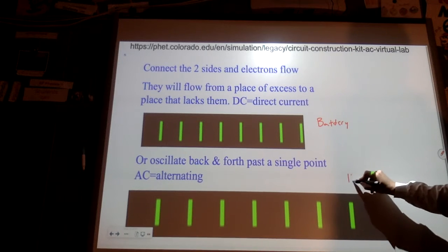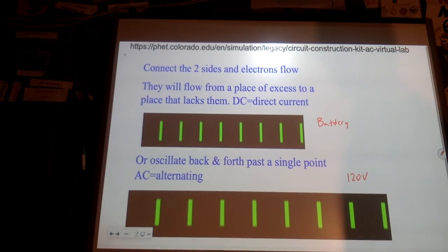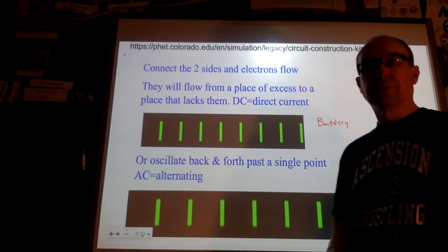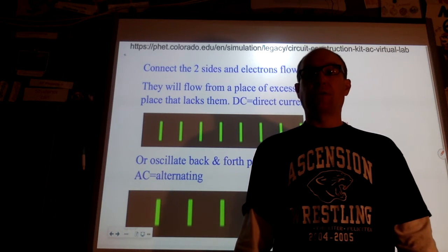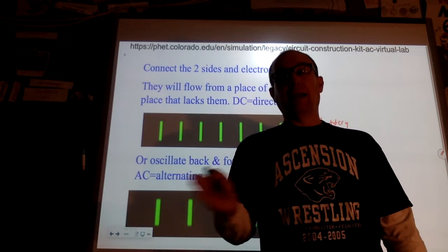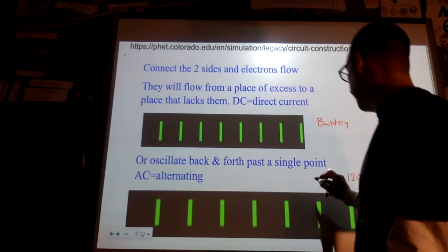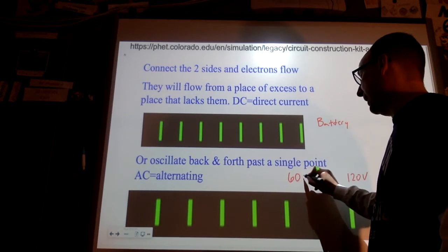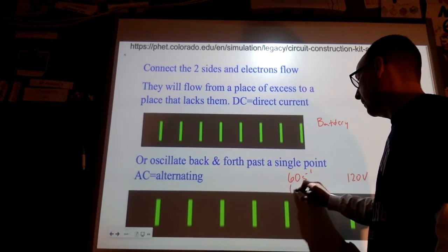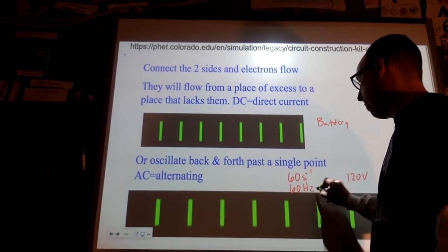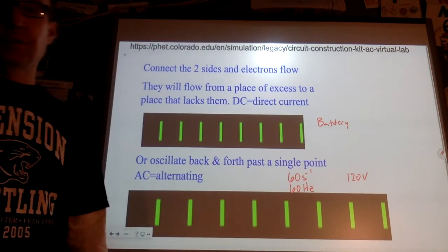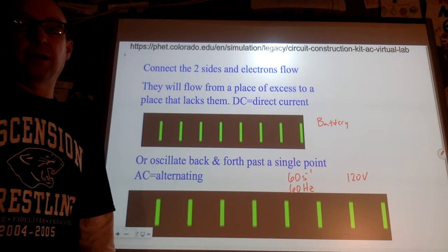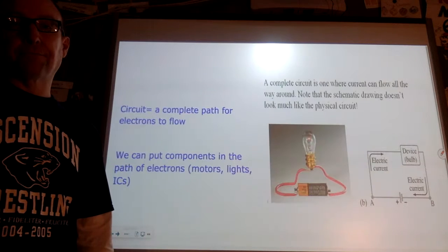Alternating current is when you plug things into your house. So whether it's a hair dryer or a coffee maker, it's going to be 120 volts. And these same electrons are going back and forth 60 times per second. Which we call 60 hertz. So hertz is the unit for frequency.